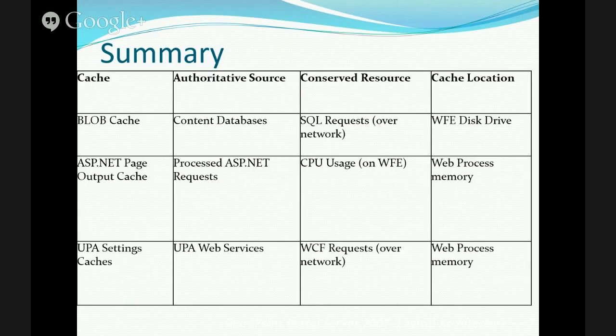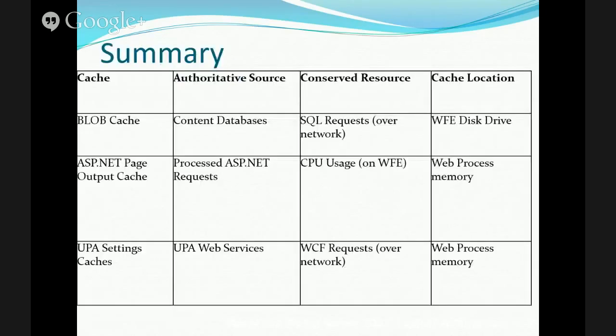Similarly, when we talk about UPA setting caches, the user profile application web service is the source from where you get it. Ultimately, it gets the information from the user profile databases. All of us know the different user profile databases in SharePoint 2010. Then we talk about the WCF request. We are trying to conserve going back to the web service every time. That is the conserved resource. So again, you're trying to reduce the network traffic. And again, you're going to be caching it as part of web process memory. Web process memory means it is cached inside the process and it is an in-memory cache and not a disk drive cache.